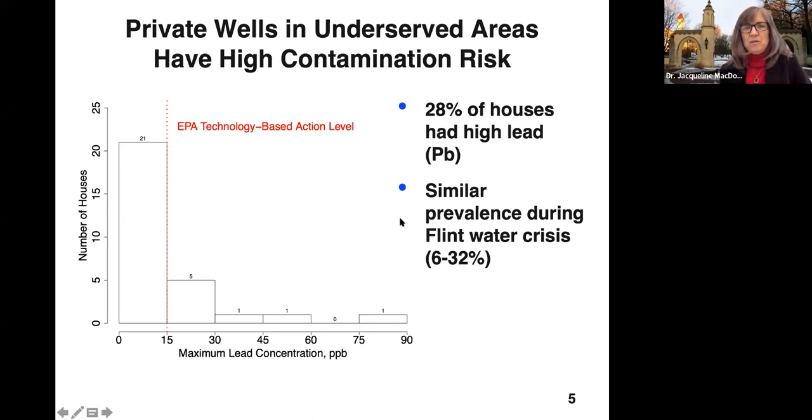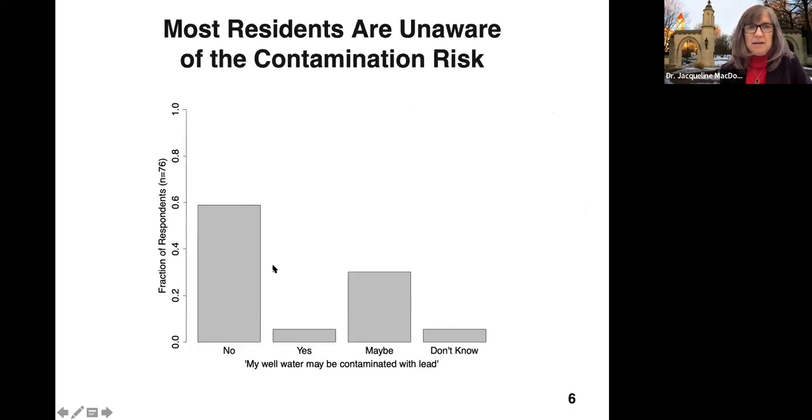And this was in the kitchen tap water. I just wanted to point out that during the Flint water crisis, not all of the houses in Flint were affected, and the prevalence of elevated lead in kitchen tap water was similar to what we see in these neighborhoods. What my students and I also found through surveys is that residents of these communities really were largely unaware of the risks of contamination.